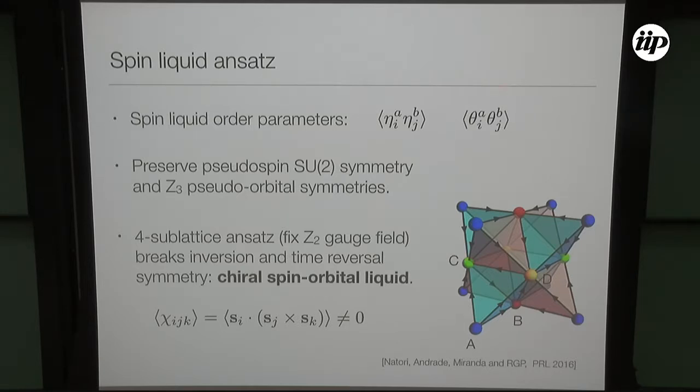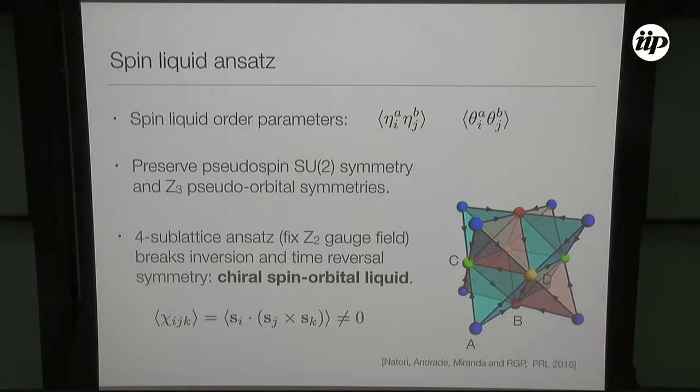Here we impose that these are the order parameters, and we try to constrain them by symmetry, like translational symmetry. We want to preserve this hidden SU2 symmetry, the Z3 pseudo-orbital symmetry, and as many symmetries as possible. But it turns out that when we try to impose the ansatz, the pattern for these order parameters on the lattice, we have to break the FCC lattice into 4 sublattices, painted in different colors here. And you always break time reversal symmetry and a reflection symmetry.